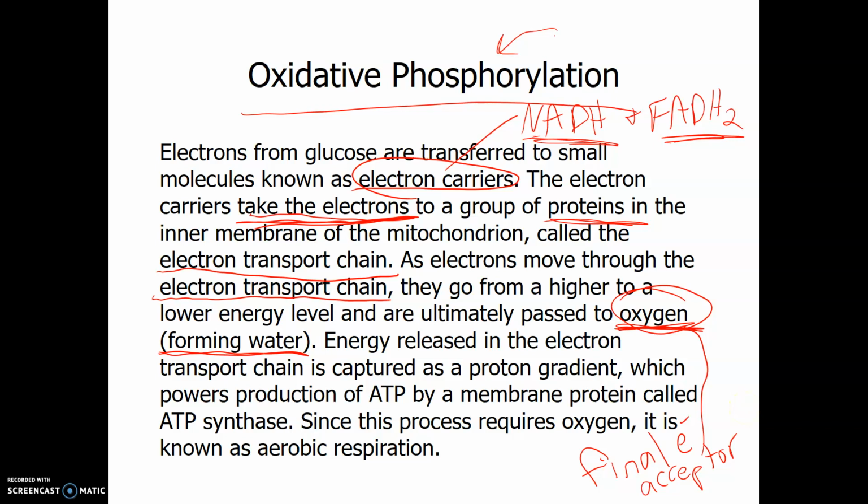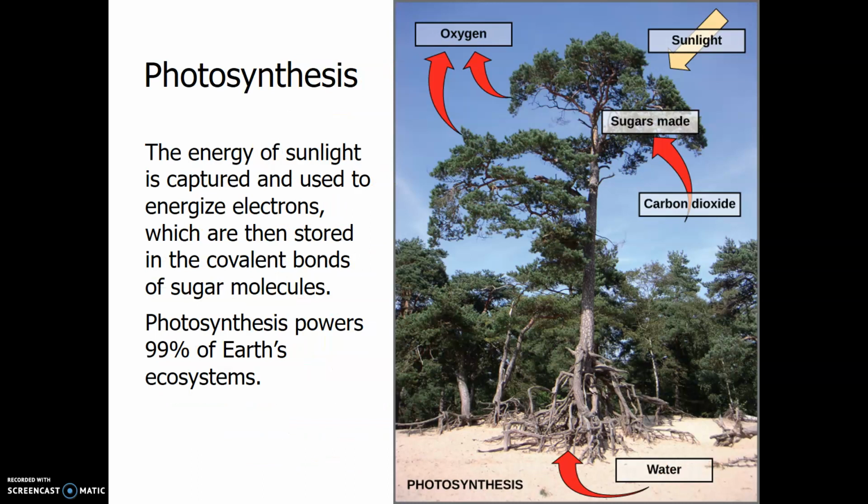Energy from the electron transport chain is used to produce ATP by an enzyme known as ATP synthase. And since this process requires oxygen, it's known as aerobic respiration. Okay, so now we're going to talk about photosynthesis, which is basically the reverse of cellular respiration.